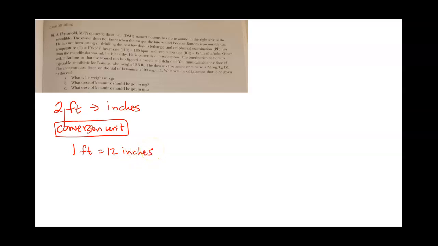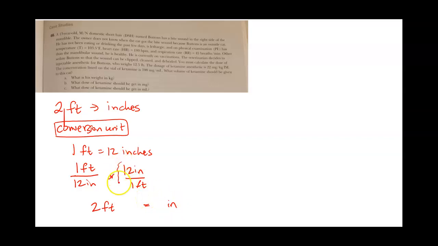And then you can make a ratio out of it so that your ratios could either be 1 foot over 12 inches or 12 inches over 1 foot. Those are your two ratios. Now we have 2 feet, okay? And you know that you want to convert this into inches. So we write down what we have, which is the feet, and we write down what we want, which is the inches.